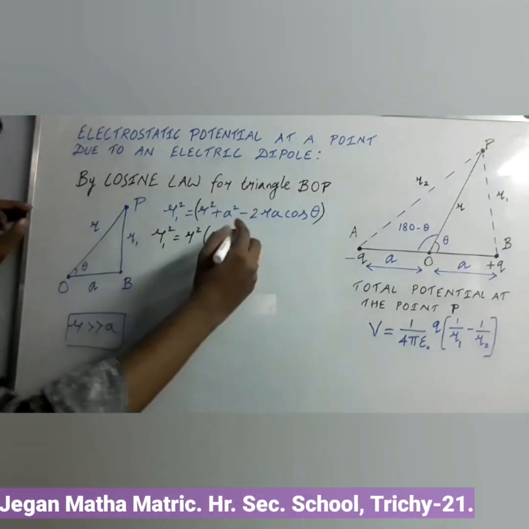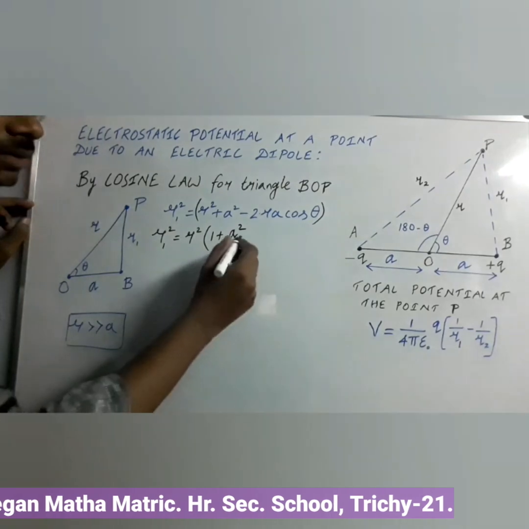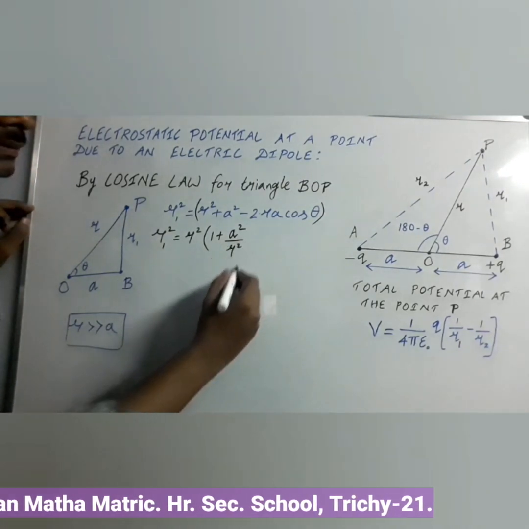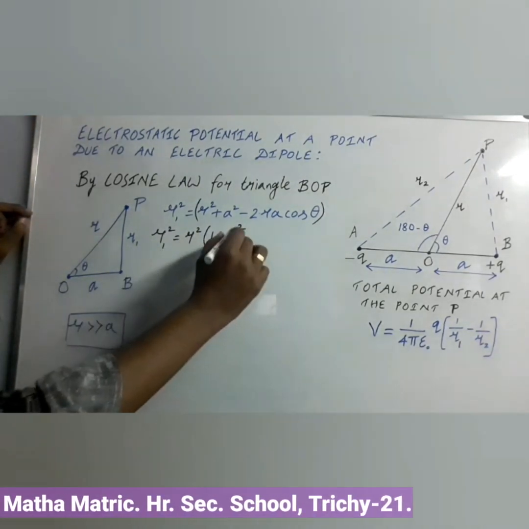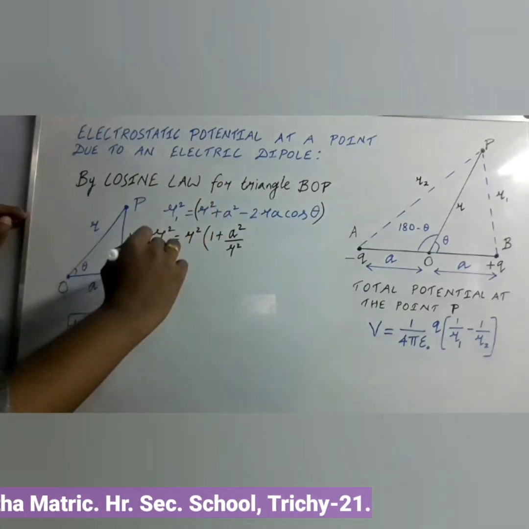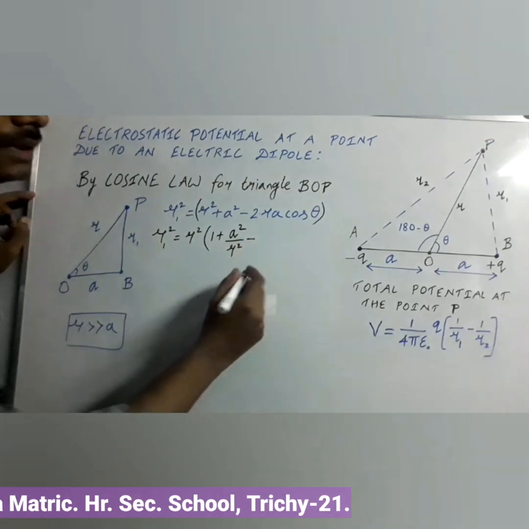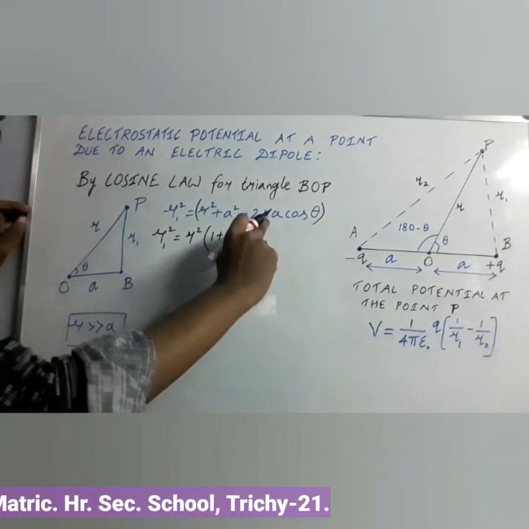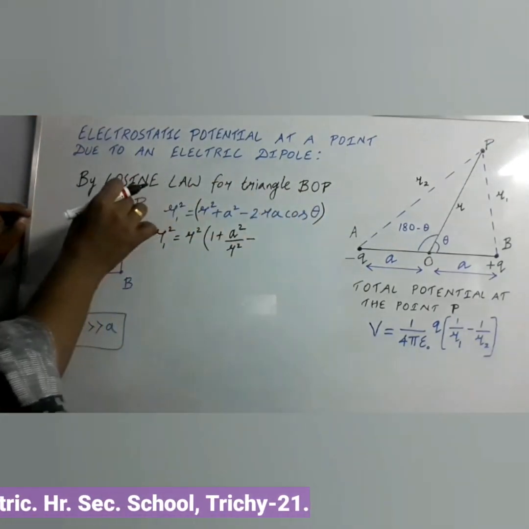R square is not there, but you can take A square by R square outside. Once again, you can multiply r square into A square by r square, so it can be cancelled. Once again, you can get that value: a square minus, here r square is not present, but r is present. So one r we want to take outside.